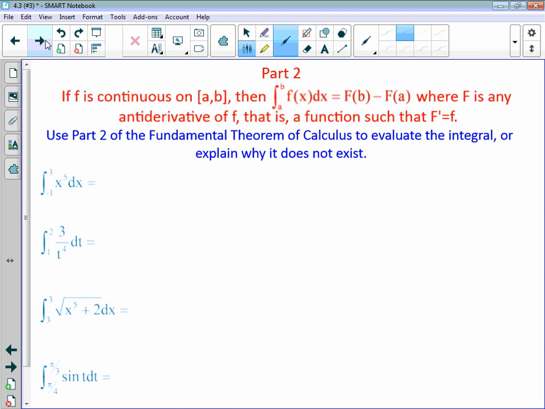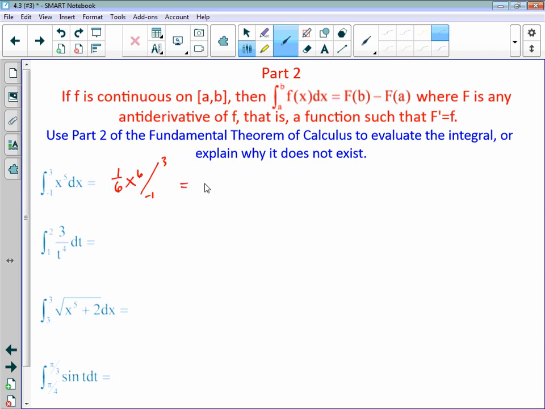Okay. So let's go to part 2. Part 2 is what you're going to be more comfortable with here. So using part 2, all you're going to do is take your antiderivative of what's in here, and then you plug in the top, and you subtract, and you plug in the bottom. I want to say there was a typo, but maybe I fixed it. I think we're okay here. So use part 2 to evaluate or to explain why it doesn't exist. So first thing we're going to do is take the antiderivative of x to the 5th, which is 1/6 x to the 6th. And then we're going from -1 to 3, so that's how you would write that.